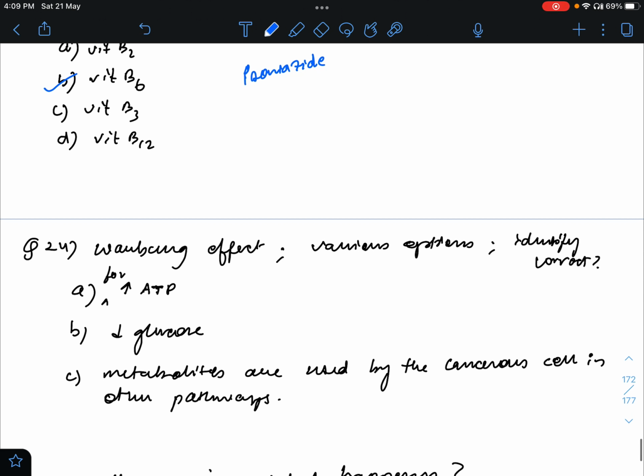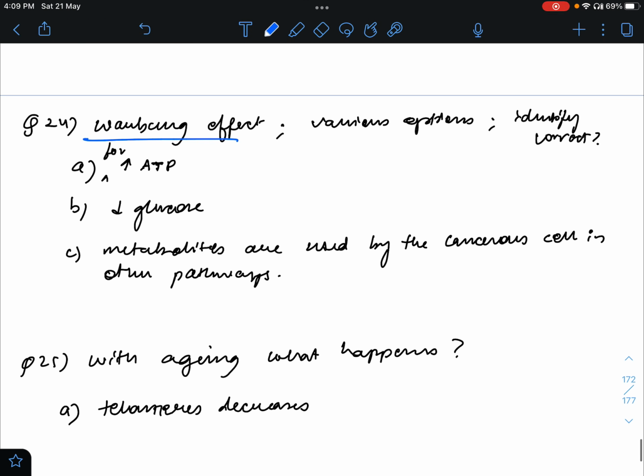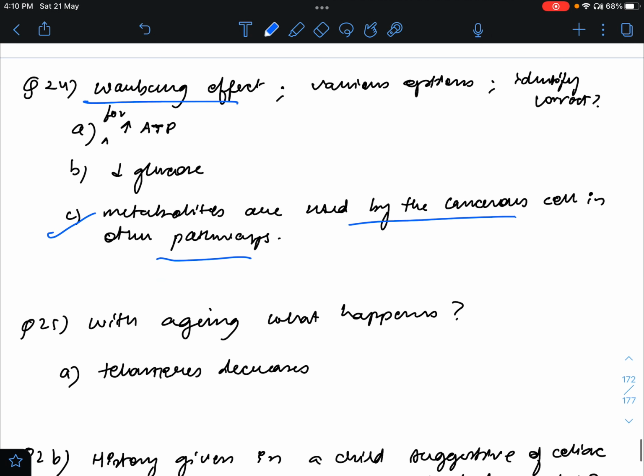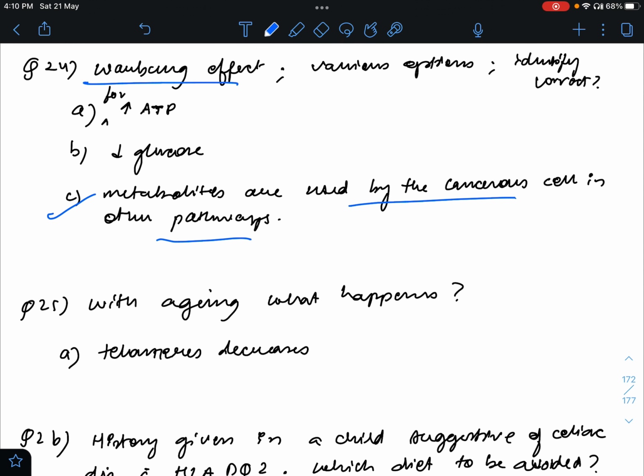There was an interesting question regarding the Warburg effect, where they had asked why cancerous cells follow this Warburg effect. Is it to increase ATP production, or is it to decrease glucose utilization? The best answer is that the metabolites produced by this pathway are used by the cancerous cells in other pathways. That is why they follow this pathway. They have an enzyme deficiency that doesn't allow them to go through the oxidative pathway.